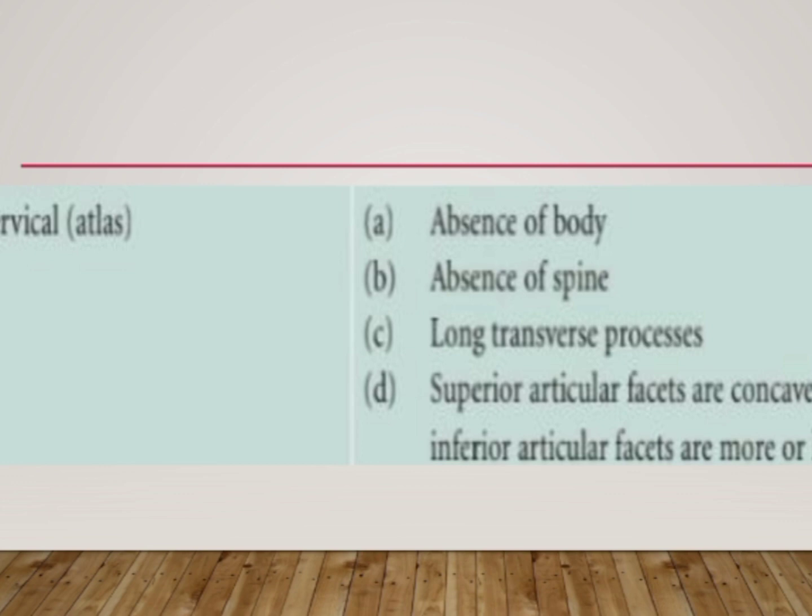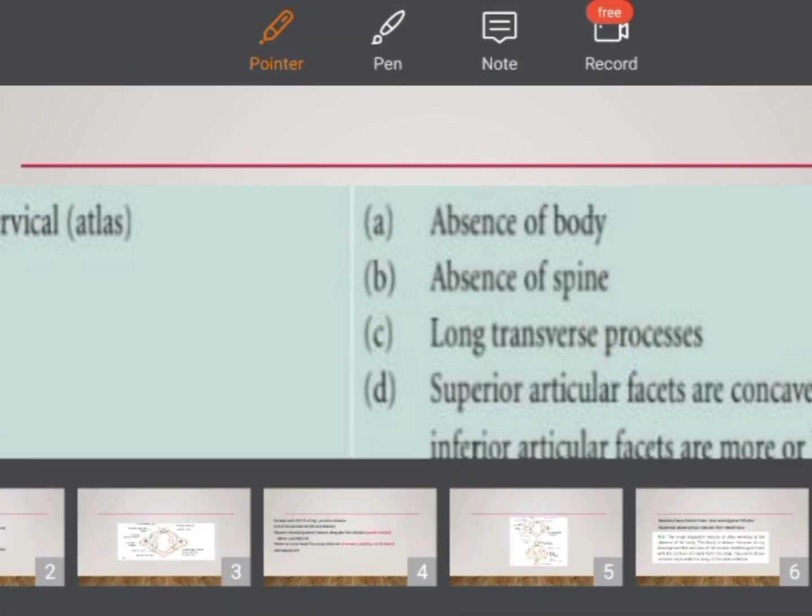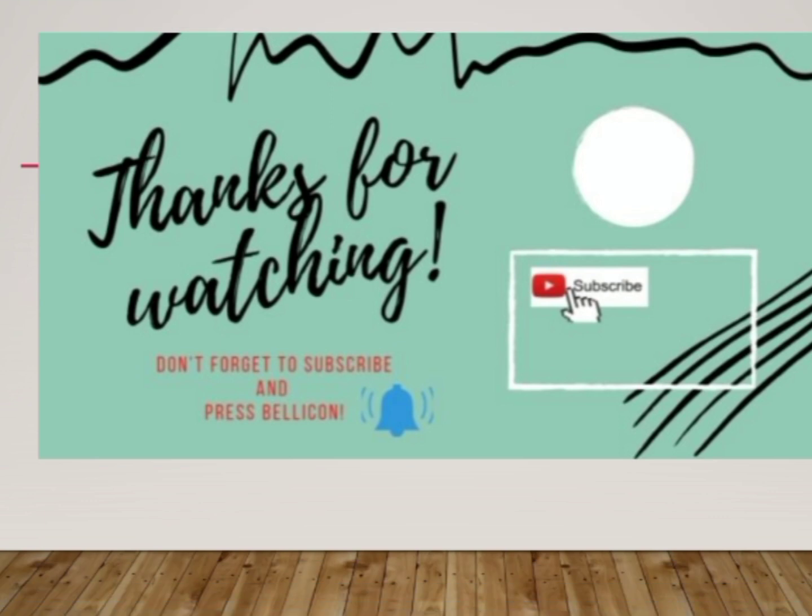In short, these are the features unique to the atlas: absence of the body, absence of the spine, long transverse processes, superior articulating facets that are concave and elongated, and inferior facets that are more or less circular. This is all about the atlas vertebra.